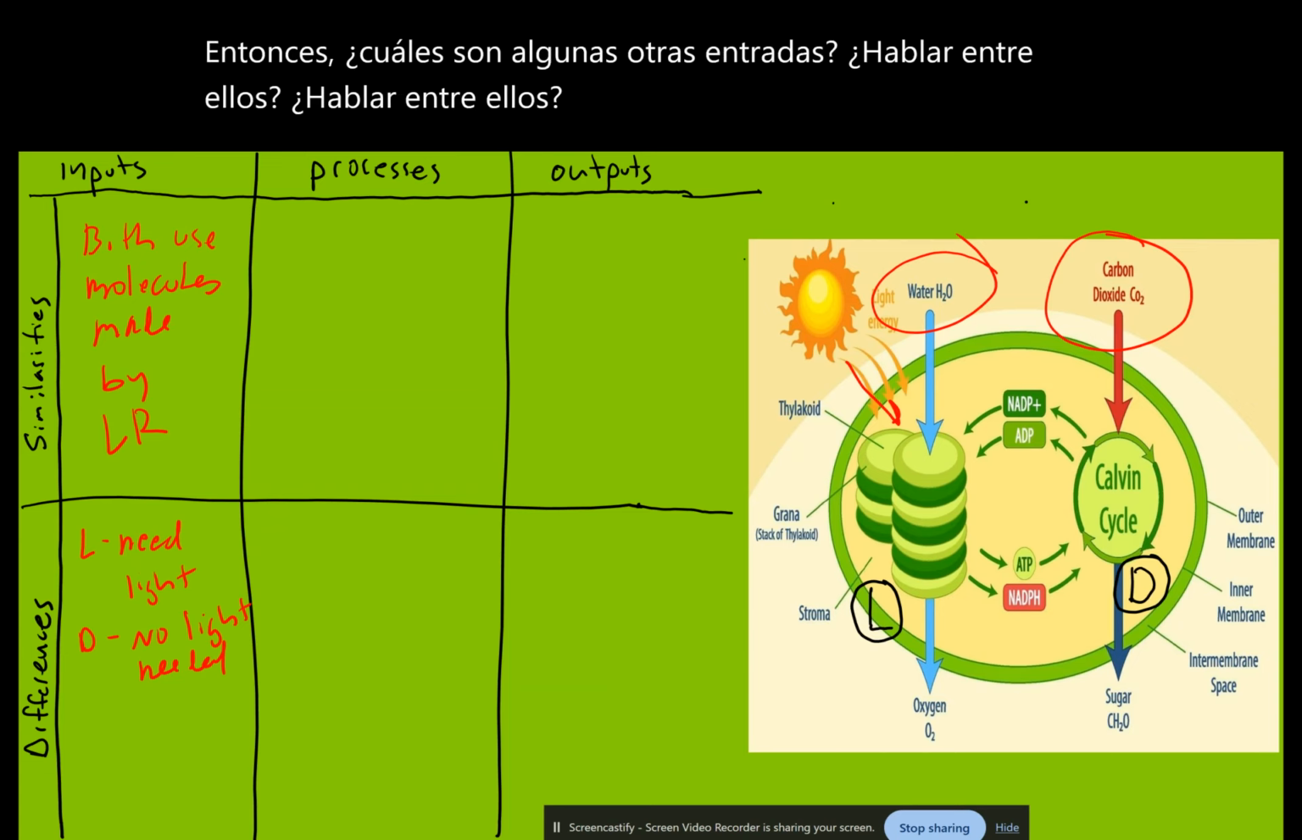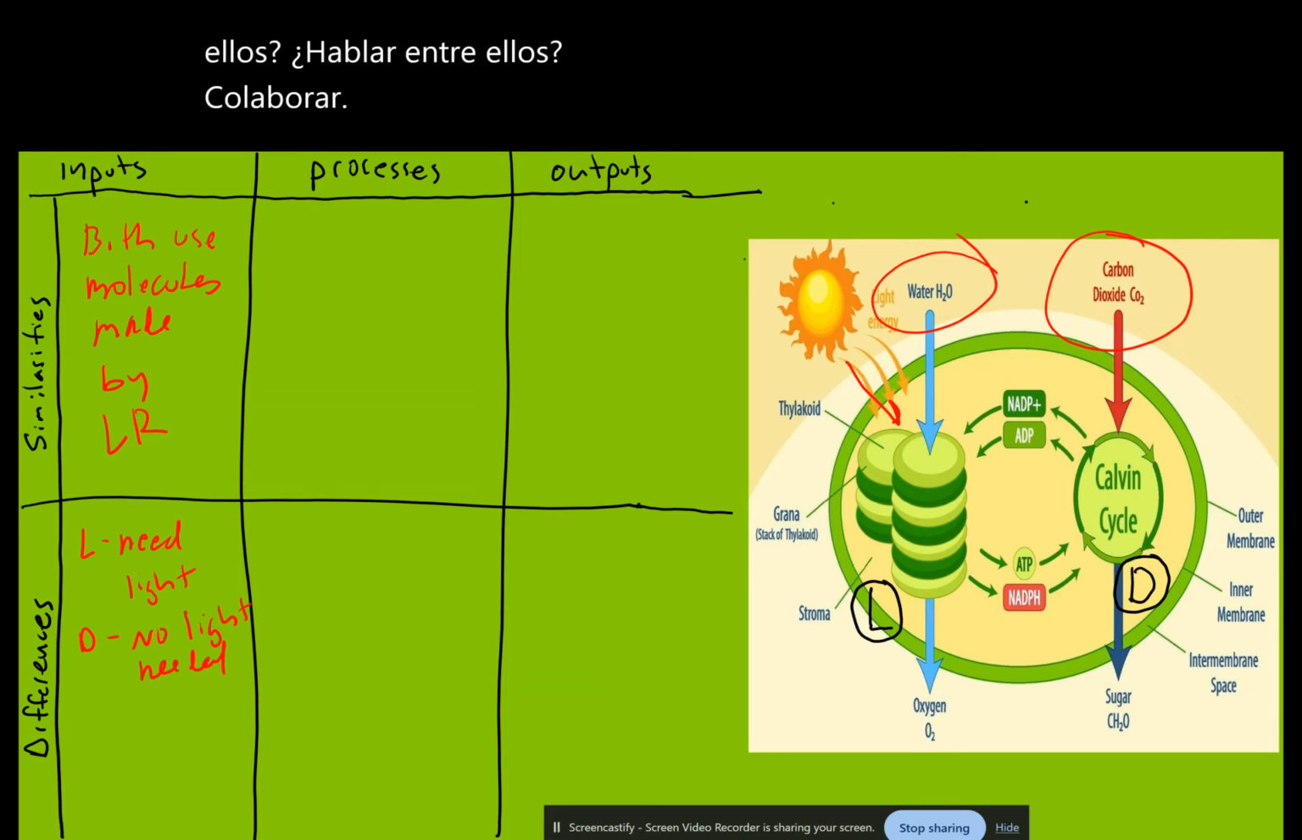Collaborate. Celebrate. No clue? Oh, well, right now just focus on the inputs. Okay. All right. 5, 4, 3, 2.